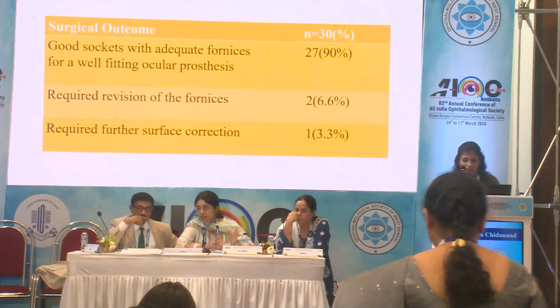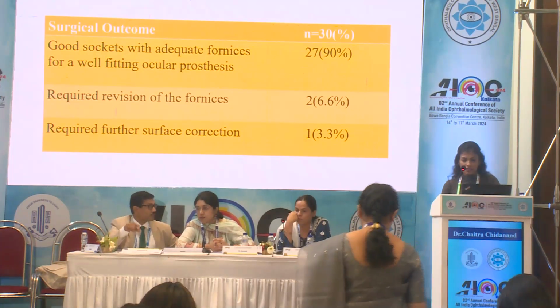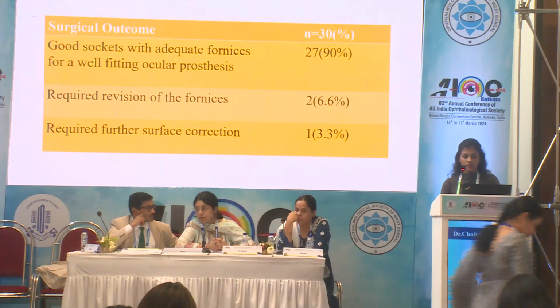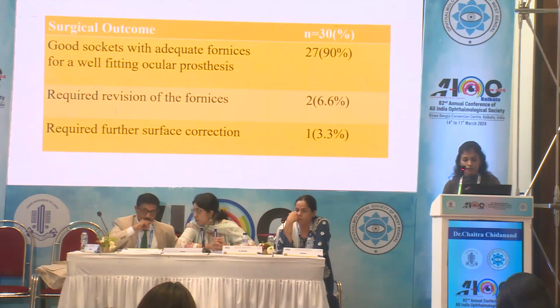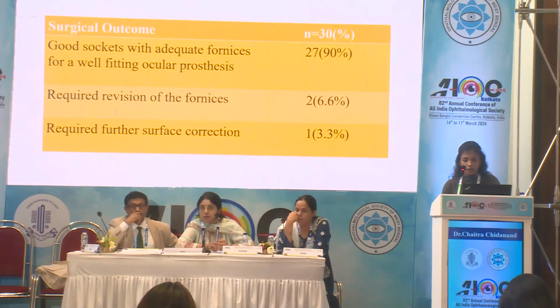So 27 of them, that is 90% of the patients, had good sockets with adequate fornices for a well-fitting ocular prosthesis, while 2 of them, that is 6.6% of them, required revision of the fornices, while 1 of them required further surface correction.